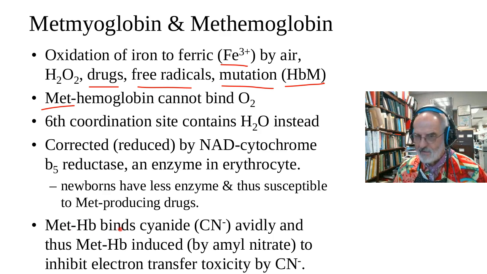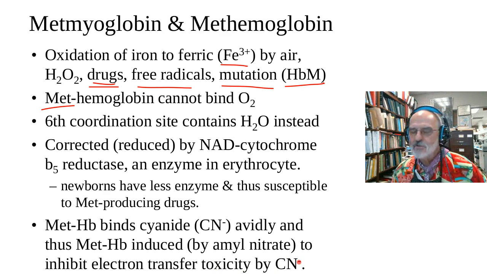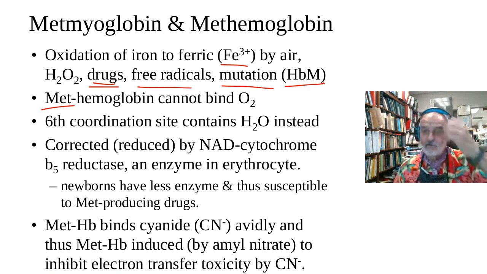MET hemoglobin also binds cyanide, and thus MET hemoglobin is induced. It says up here drugs. MET hemoglobin is induced by drugs like amyl nitrite. It also inhibits electron transfer. So this is one of the mechanisms of cyanide poisoning. It inhibits electron transfer. It inhibits oxygen binding. So it's trying to kill you in a couple of ways.